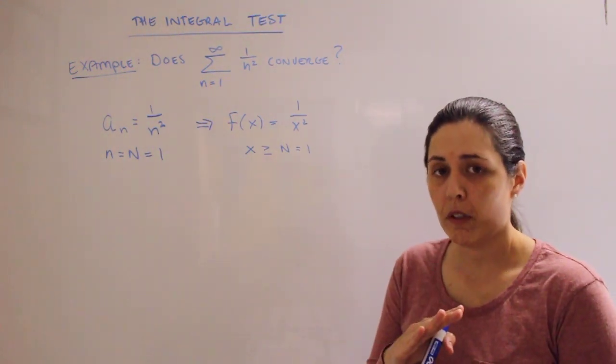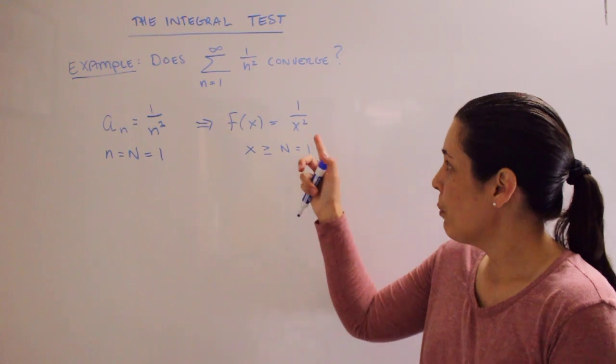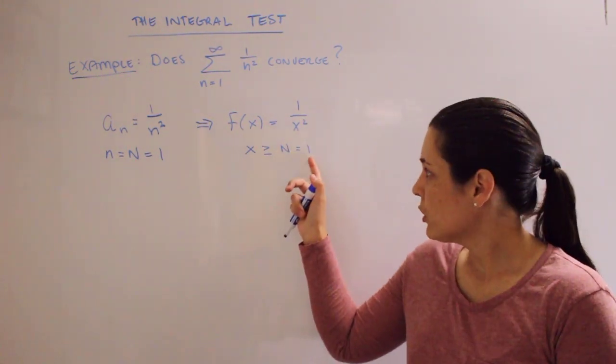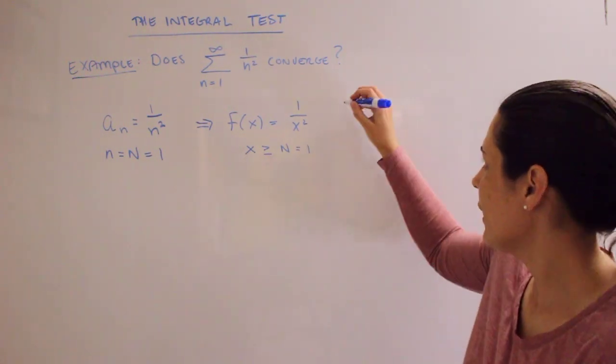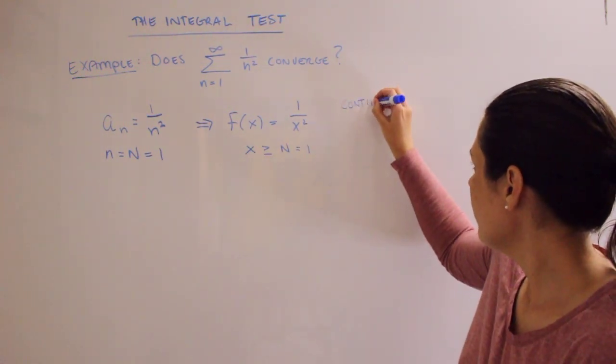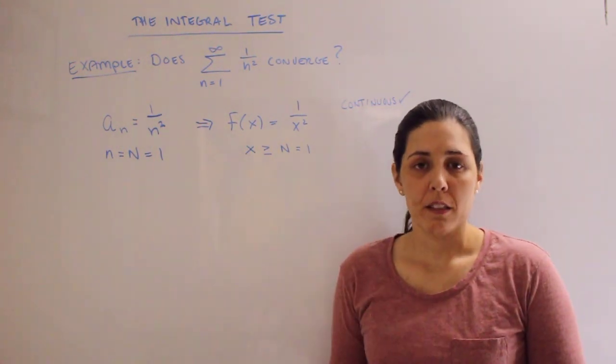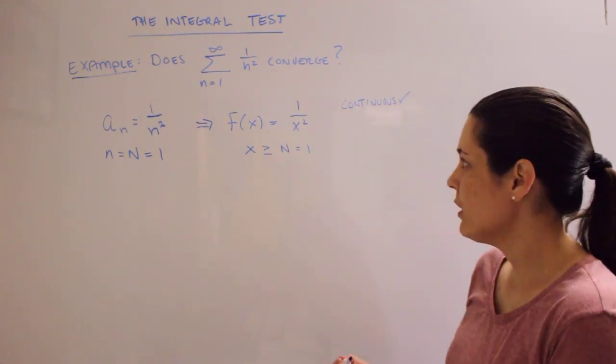So here's an example of where there would be an issue. If I plugged in 0, 1 over 0 is undefined, but we're starting at 1, so not a problem. Okay, so far this function is in fact continuous. Now it also needed to be positive. Are the terms positive here?